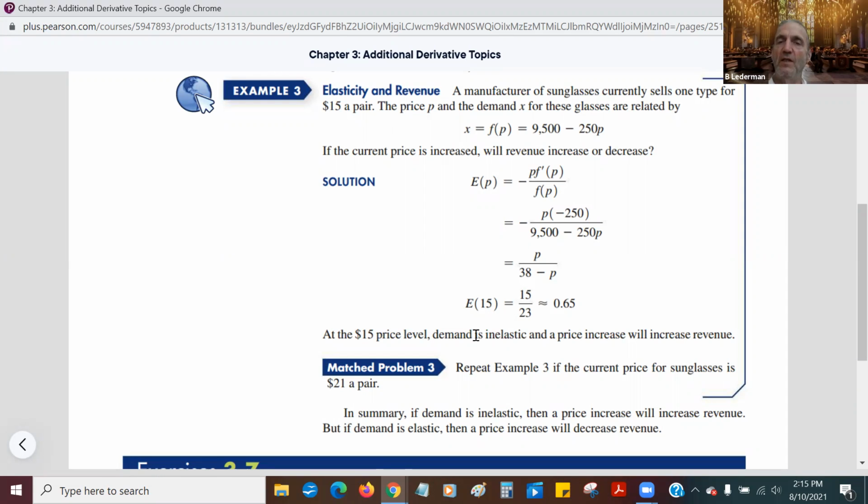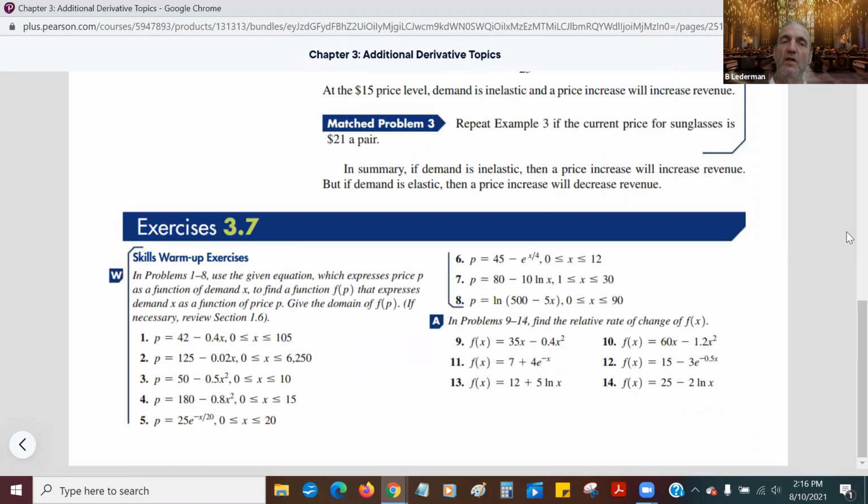So E of 15 is 15 over 23, which is 0.65, which is less than 1. So at the $15 price level, demand is inelastic, and a price increase will increase revenue. That, my friends, is the story.